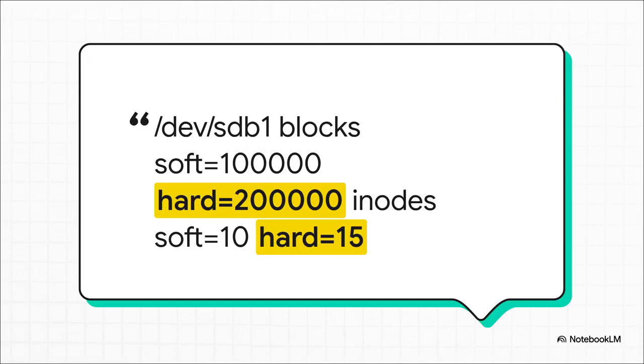When you run the edquota command, you're going to see an interface that looks just like this. Let's break it down real quick. Blocks are measured in kilobytes, so a soft limit of 100,000 is just 100 megabytes. Easy. Inodes is even simpler. It's just a straight-up count of files and directories. So here, we're setting a warning at 10 files and a hard stop at 15 files.